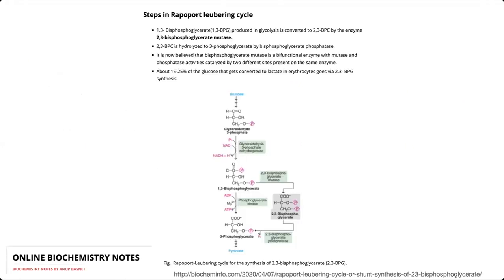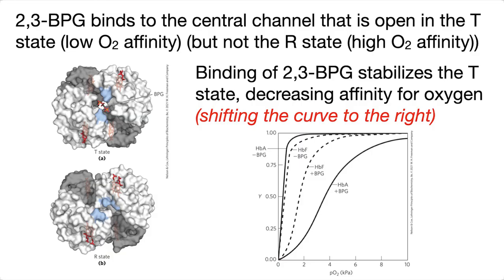So in fact, this happens a lot in your blood cells. About 15 to 25% of the glucose that gets converted to lactate in erythrocytes goes through this synthesis pathway, according to this website, Online Biochemistry Notes. This is important because blood cells are not going to be generating as much CO2 since they don't have mitochondria, but this is a way in which they can still decrease the affinity of their hemoglobin for the oxygen so that they can offload it.